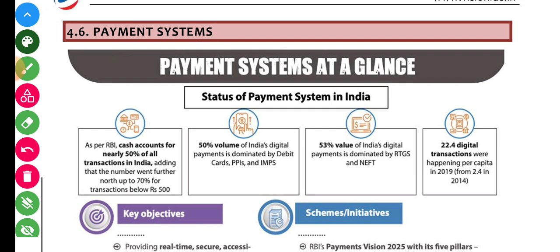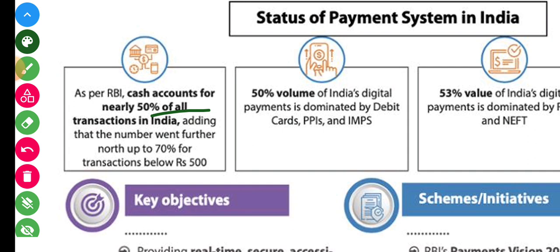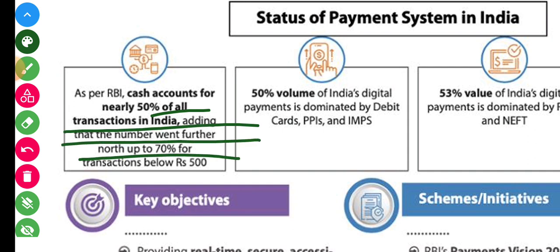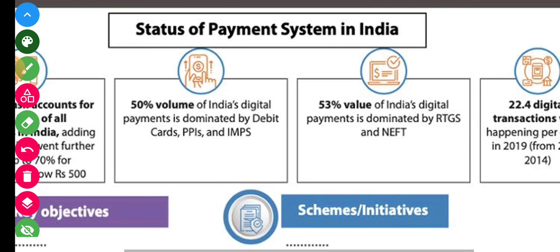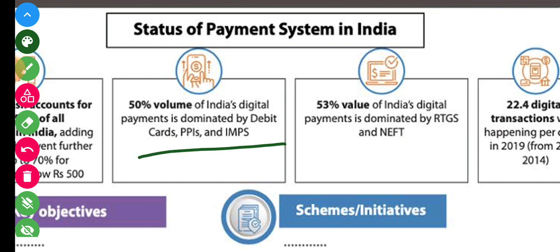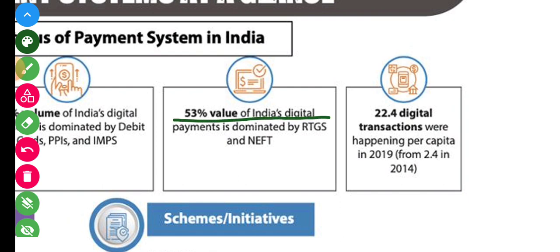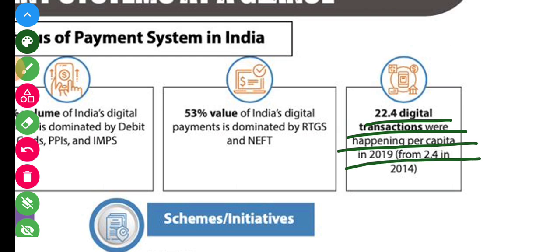What is a payment system? As per RBI, cash accounts for nearly 50% of all transactions in India, and the number goes up to 70% of transactions below rupees 500. Next, 50% of the volume of Indian digital payments is dominated by cards, debit cards, PPI and IMPS. Next, 53% of the value of India's digital payments is dominated by RTGS and NEFT. 22.4 digital transactions were happening per capita in 2019, up from 2.4 in 2014. So keep this in mind.